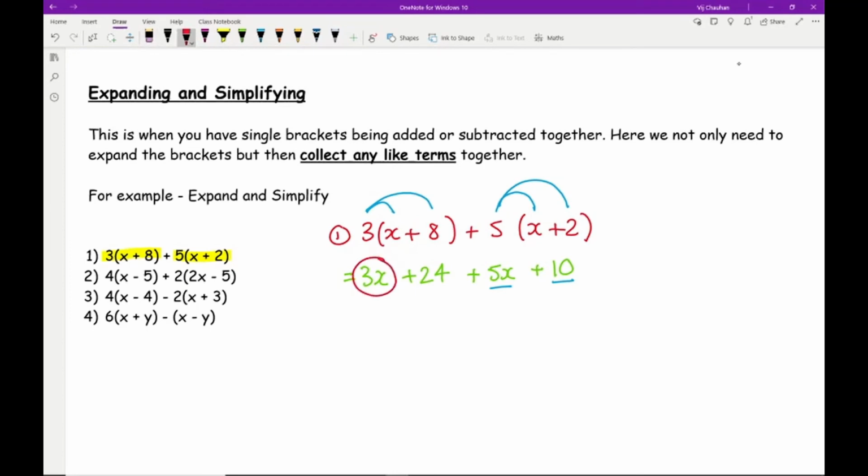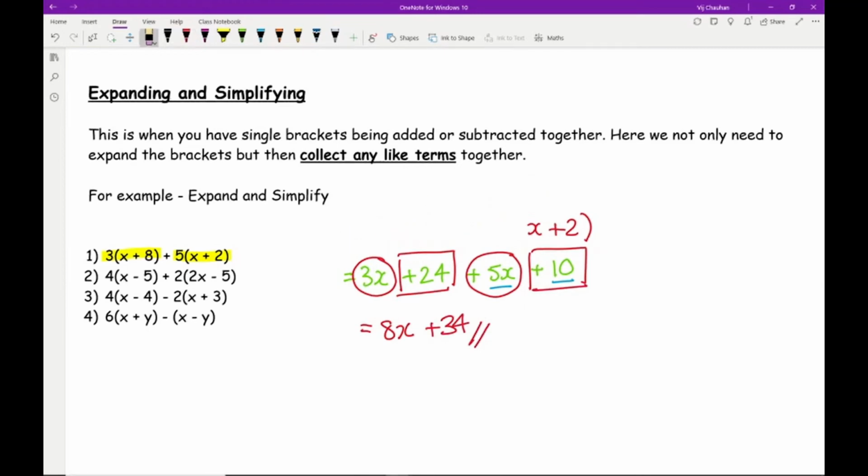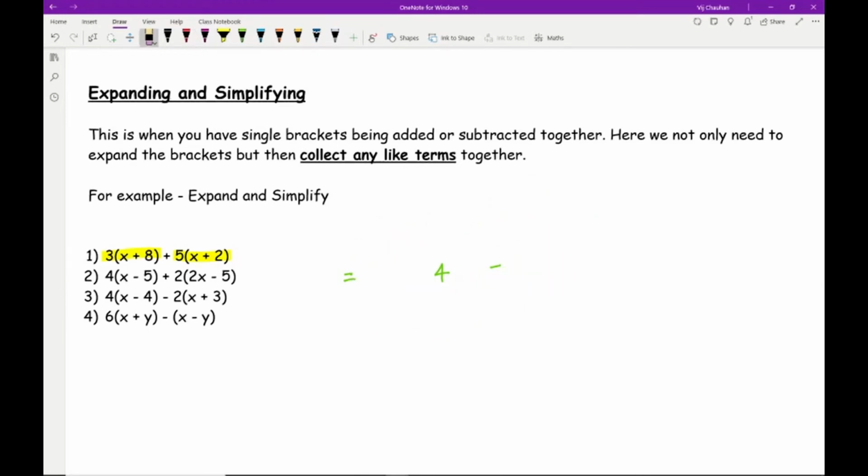So here I've got 3x plus 5x giving me a total of 8x, and then I've got positive 24 plus 10, which gives me plus 34, and there is my final answer. And if I get rid of that and move on to the next question, so for question 2 I'm going to write the question out, so I've got 4(x minus 5) plus 2(x minus 5).